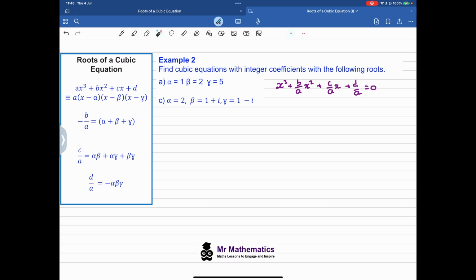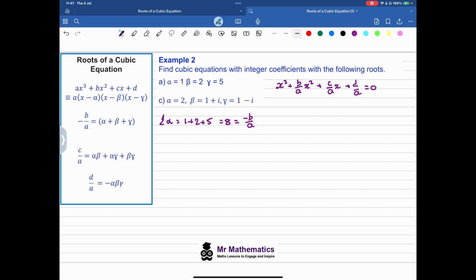So the first thing we need to work out is alpha plus beta plus gamma, and these are the three roots. So we say that the sum of the individual roots will equal 1 plus 2 plus 5, and this will give us 8. And we know this is negative b over a.